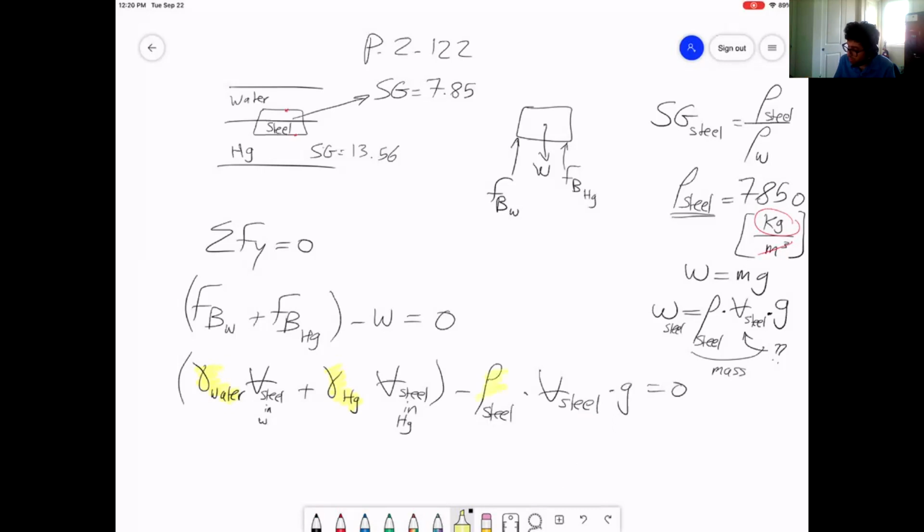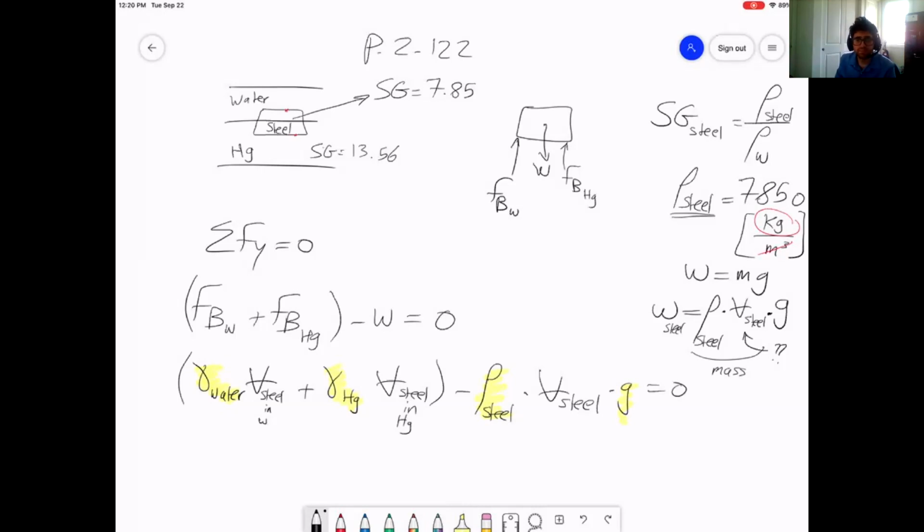Do we know density of steel? Yeah, we just calculated it. And we know gravity. And what's our variable in this problem now? If you look at the equation, I guess the volumes. Yes, exactly. That's how you solve the problem now.